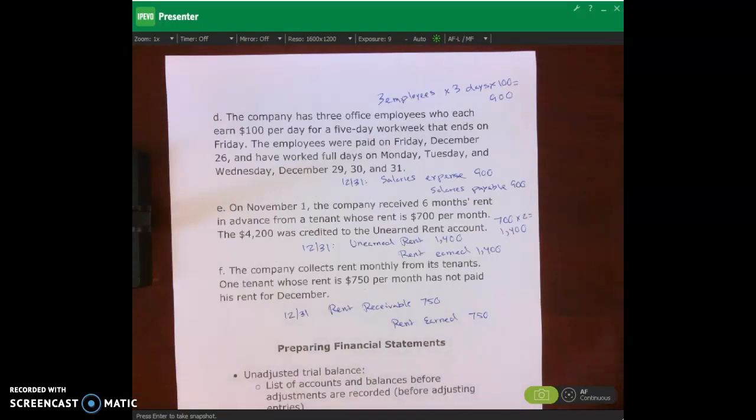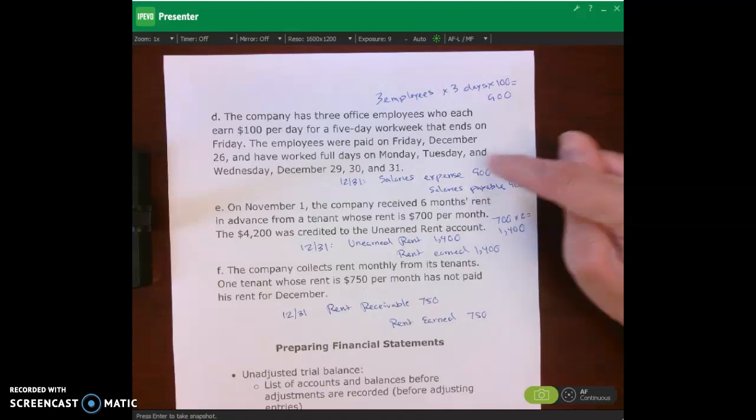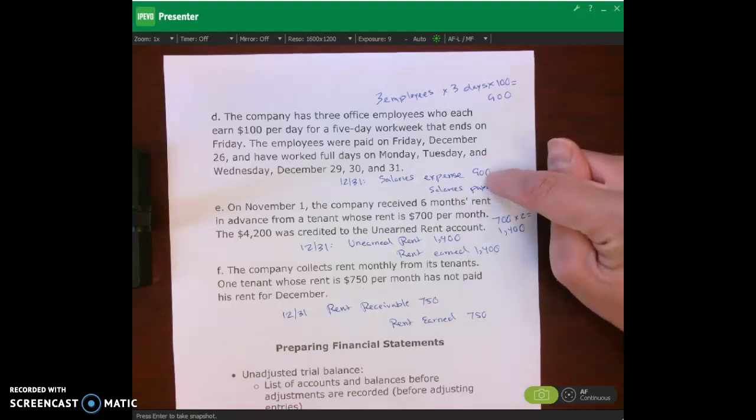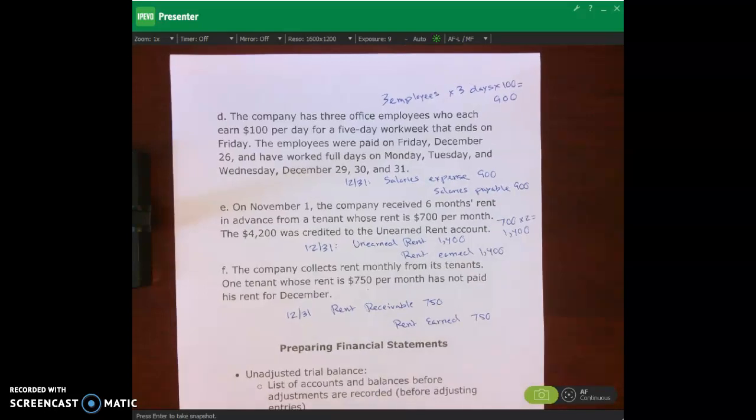The company has 3 office employees who each earn $100 a day for a 5-day work week that ends on Friday. The employees were paid on Friday, December 26th, and worked Monday, Tuesday, and Wednesday. This is similar to the one that we did earlier in one of the earlier videos. So you got 3 employees times 3 days times $100 gives us $900 total. So this is a debit to the salaries expense and the credit to the salaries payable. This is a salaries expense accrual. We're accruing for salaries expense. That's our adjusting journal entry.